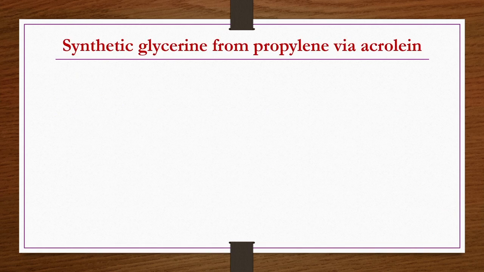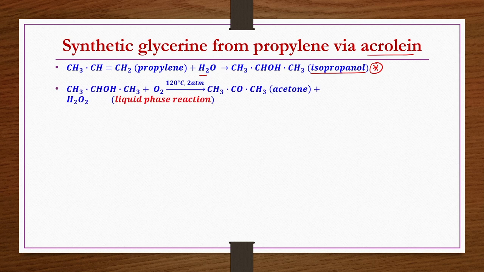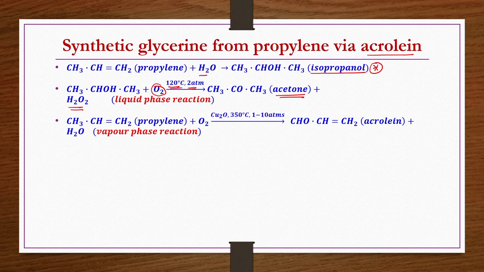Another synthetic process to get glycerol from propylene is via acrolein, right? Here, propylene reacts with water to give isopropanol. In fact, this isopropanol production we are going to discuss with a flowchart in this lecture itself. This isopropanol would be oxidized at 120 degrees centigrade and 2 atmospheres to give acetone plus hydrogen peroxide. Then propylene also gets oxidized at 350 degrees centigrade at 1 to 10 atmospheres using Cu2O catalyst to get acrolein plus water, right?